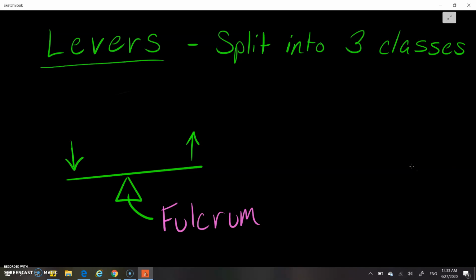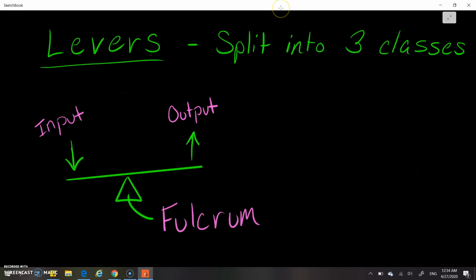And with that, you also have the input and you have the output. This arrow pointing down indicates that I would be pushing down, so this would be the input force. And on the other side, say I have a box and the box gets lifted in the air, indicated by the up arrow. That is the output force. This is just a generic example.